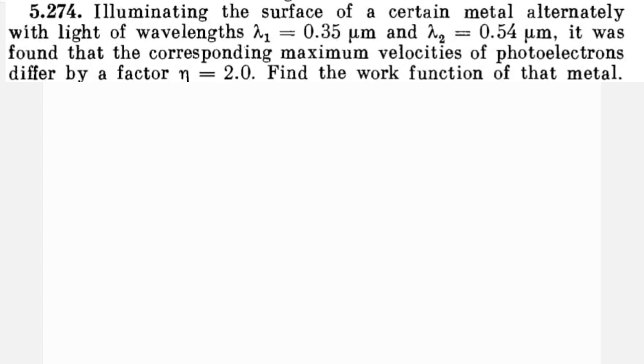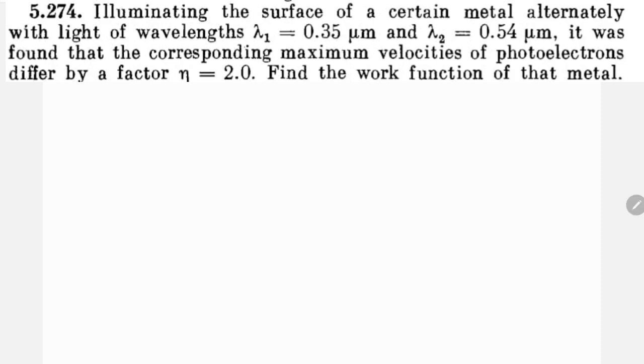So the next problem in this segment is problem number 5.274, and the problem is stating: illuminating the surface of a certain metal alternately with light of wavelength 0.35 micrometer and then with 0.54 micrometer, it was found that the corresponding maximum velocities of the photoelectrons differ by a factor 2. Then find the work function of that metal.